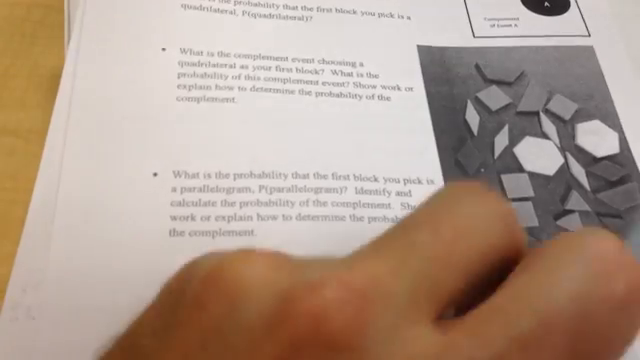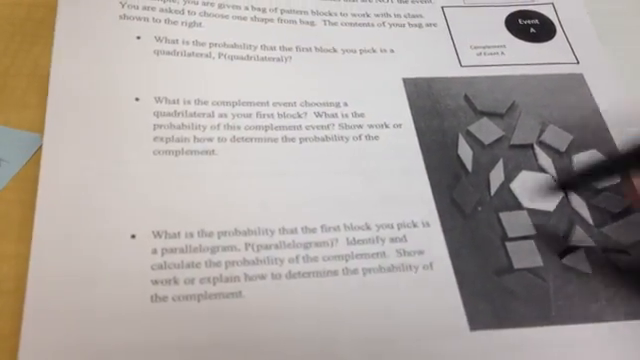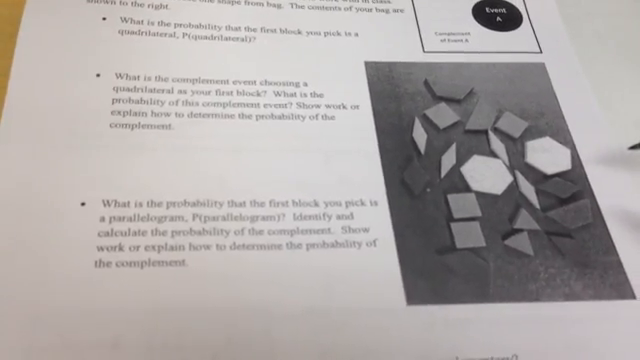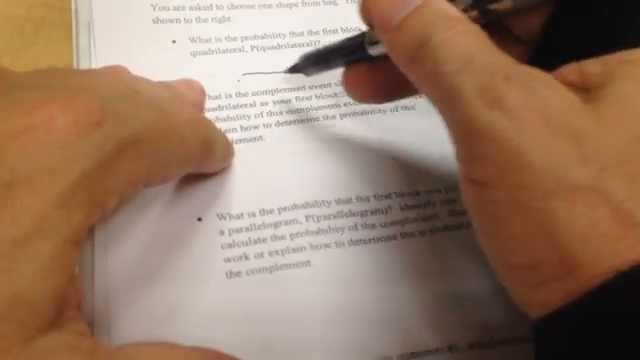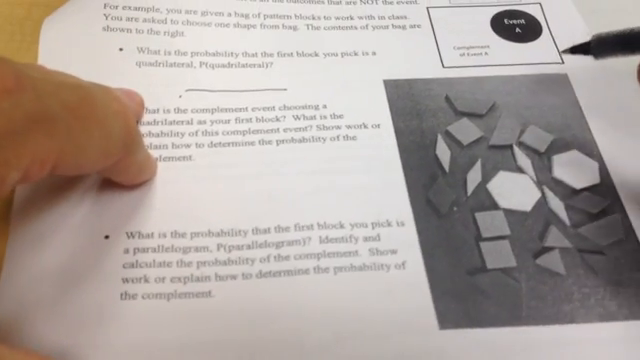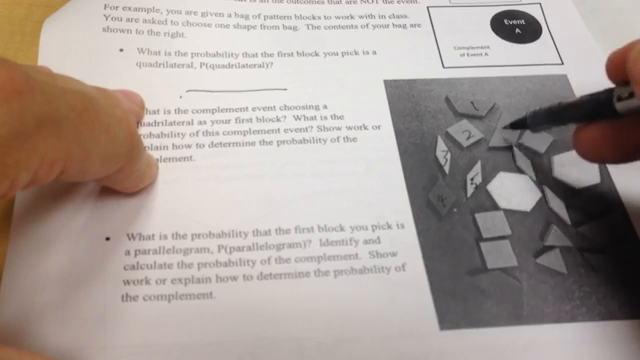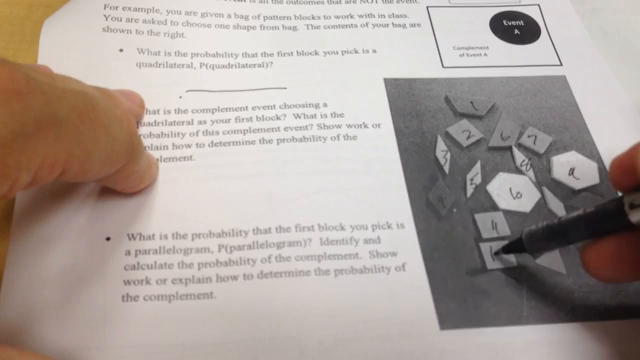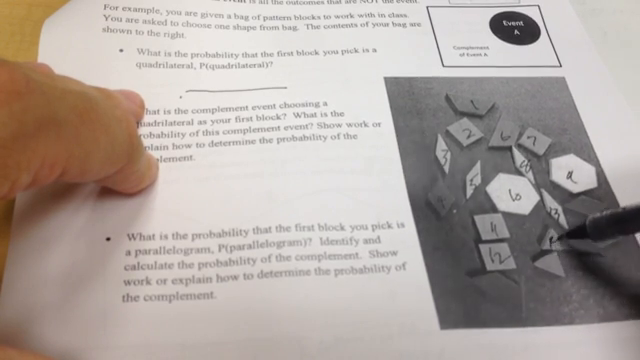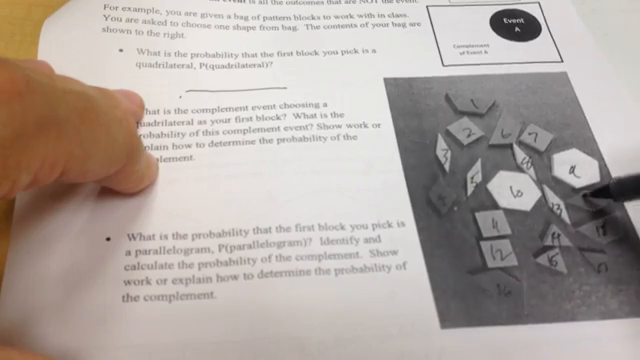The next page says the probability of finding a quadrilateral out of this list of things we got here. So first of all, in order to do probability, we need to know the size of the sample space. This is all about counting. So if I look in this bag, I've got 1, 2, 3, 4, 5, 6, 7, 8, 9, 10, 11, 12, 13, 14, 15, 16, 17, 18, 19.